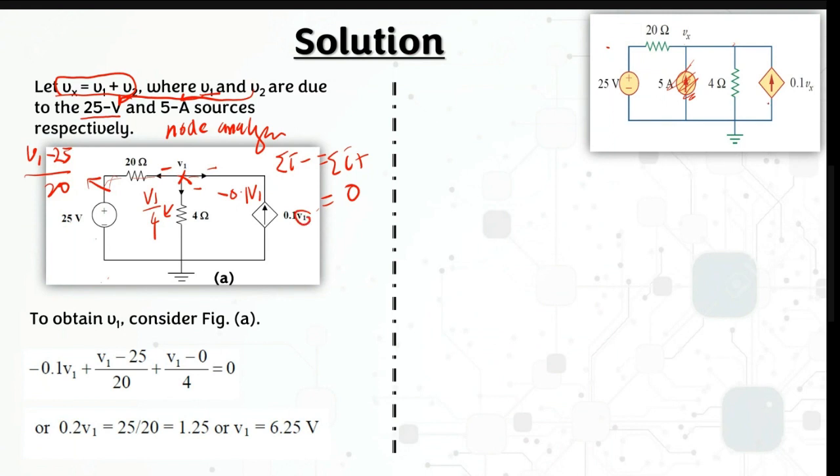Previously, your dependent source depends on this Vx. So when you put it here as V1, just convert your Vx here to V1, because your dependent source actually depends on this Vx. So when you change your Vx into V1 or V2, also change the dependent source to V1 or V2, depending on which source you turn off.